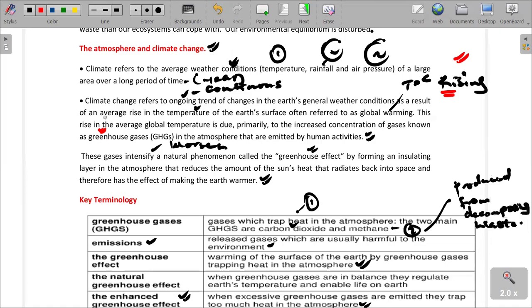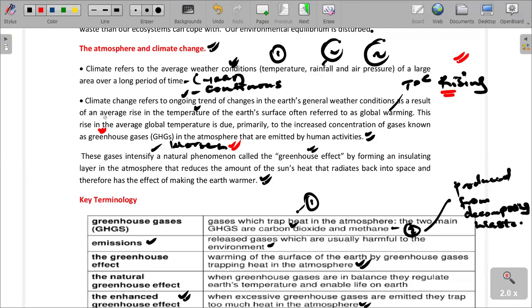The gases intensify a natural phenomenon called the greenhouse effect. They worsen the greenhouse effect by forming an insulating layer in the atmosphere that reduces the amount of the sun's heat that radiates back into space, and therefore has the effect of making the earth warmer.